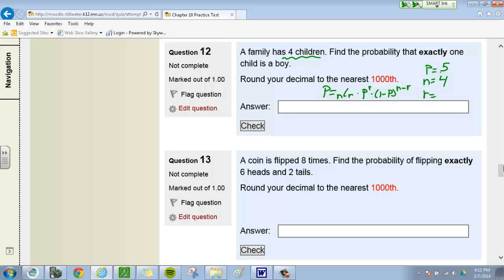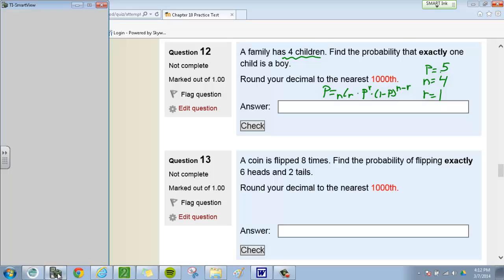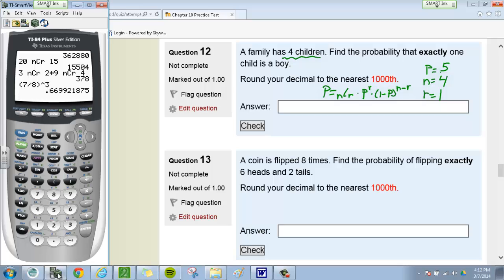And how many successes? I'm not saying a boy is a success, I'm just saying that's the success in this situation. How many successes do they want? Exactly 1 boy. They want 1 success. So here's how you put that into your calculator, unless you wanted to do it by hand. There's nothing wrong with doing it by hand, but sometimes it's easier to just put it in your calculator.